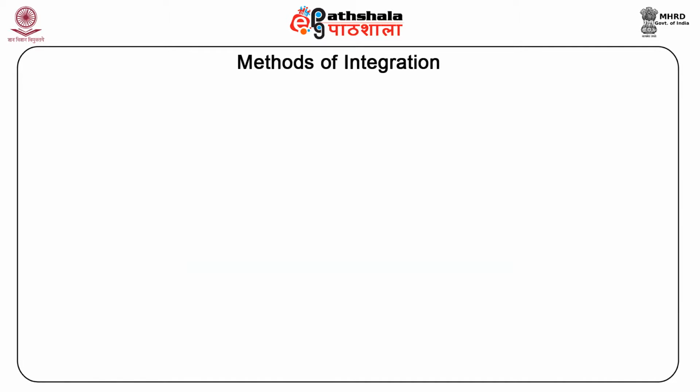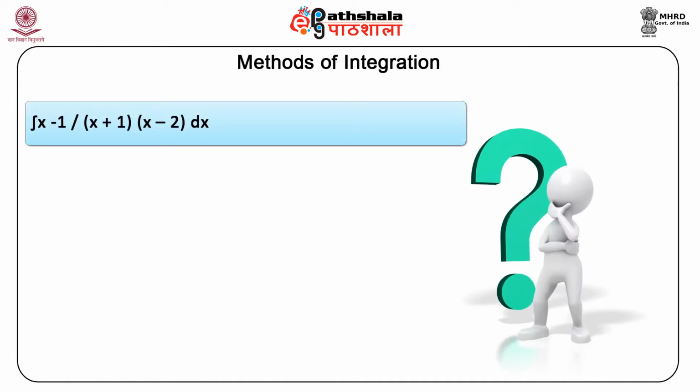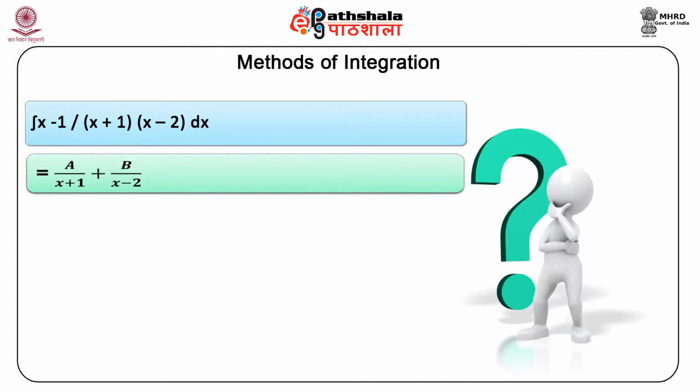Example: integration of (x minus 1) divided by (x plus 1)(x minus 2) dx, which is equal to A over (x plus 1) plus B divided by (x minus 2).